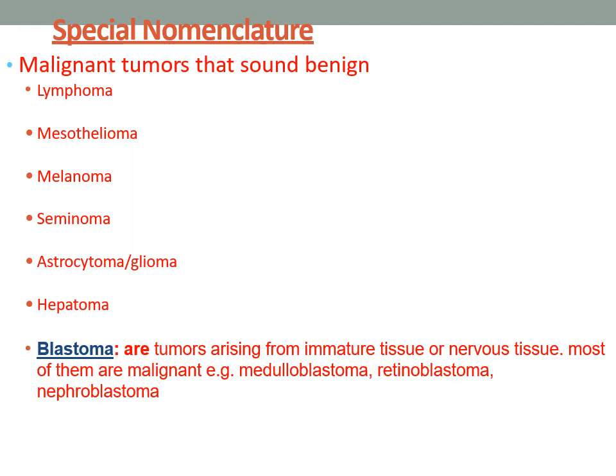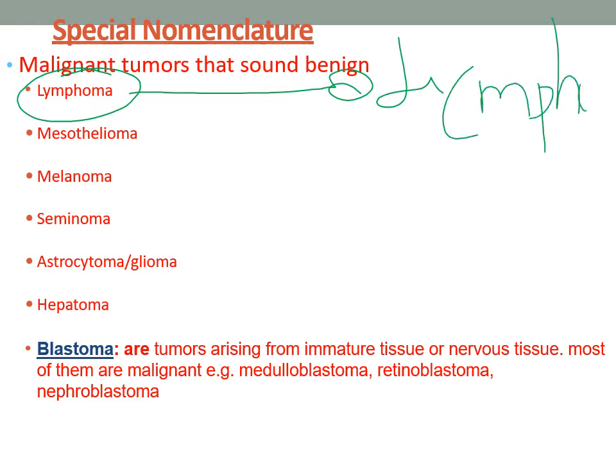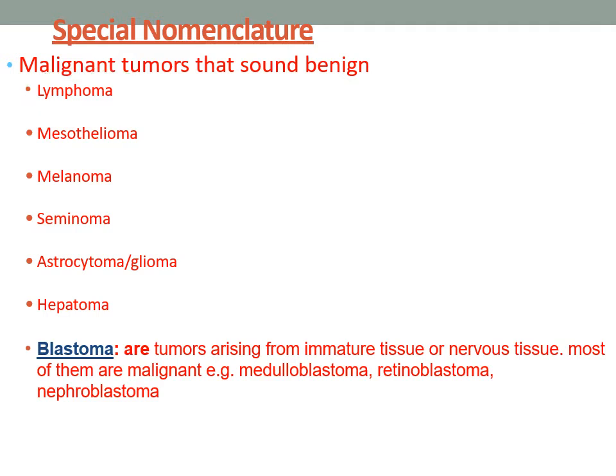Okay, let us look at special nomenclature. Special nomenclature means these are malignant tumors which have names sounding like benign ones. For example, we can have a malignant tumor of lymphocytes, known as lymphoma. You can see at the end we have the suffix oma. The suffix oma was supposed to be for benign, but now we find it in malignant cells, though they sound like benign. This is special nomenclature.